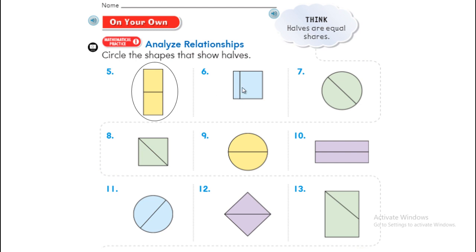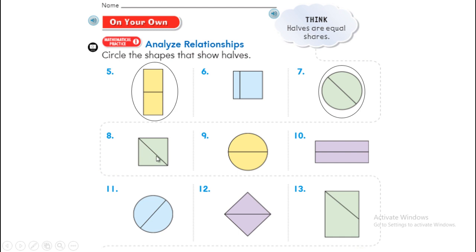Very good. Very small, and another one bigger, much bigger. So obviously, in number 6, they are not halves. It doesn't show two equal shares. In number 7, very good. The circle is cut in half. Circle it. How about this square?